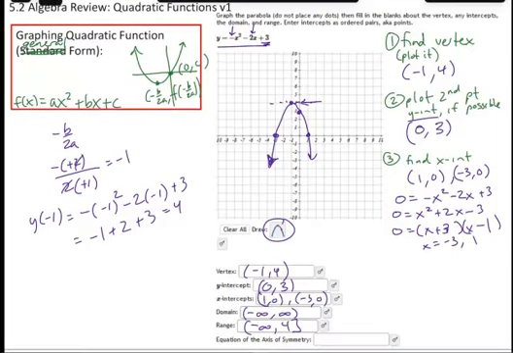Okay, and then my axis of symmetry is going to be a vertical line that passes through my vertex. So it's always in the form x equals whatever the x-coordinate of the vertex is. So the x-coordinate of the vertex is negative 1. So these would be my answers to the rest of this question.